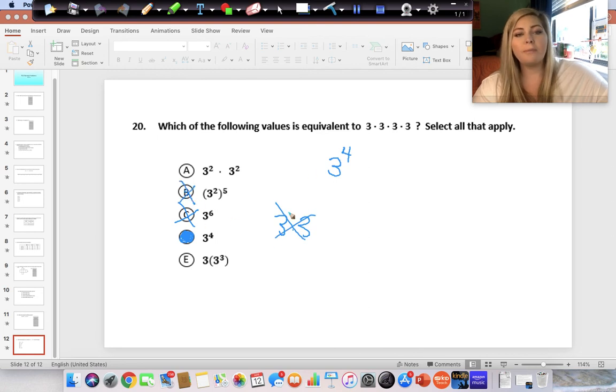So that wouldn't work. We have 3 to the 2nd power here, which would be that, and 3 to the 2nd power here, which would be that, and then multiplying those together. Yes, that is 4 3s, so that would work out. And then this one down here, this is 3, and then 3 to the 3rd power is 3 times 3 times 3. And there are 4 3s as well, so that would also work out.